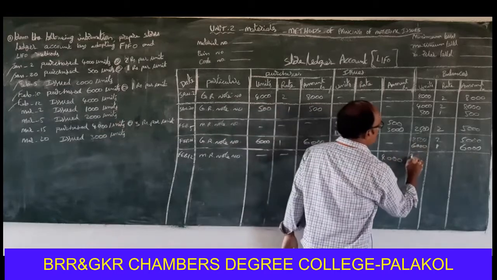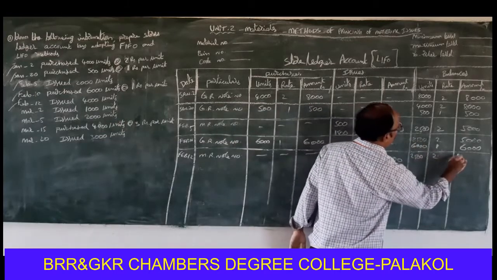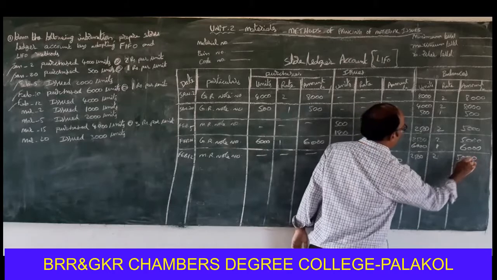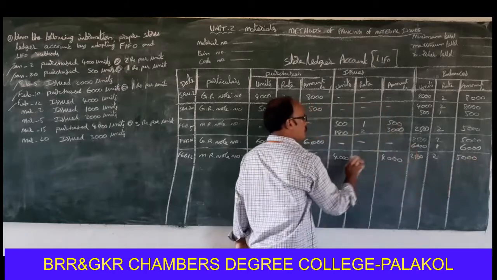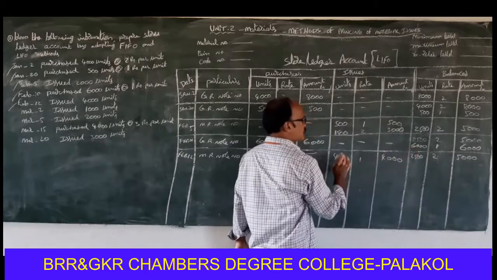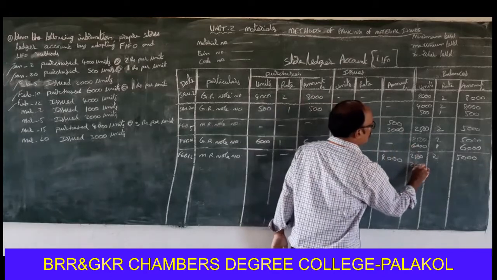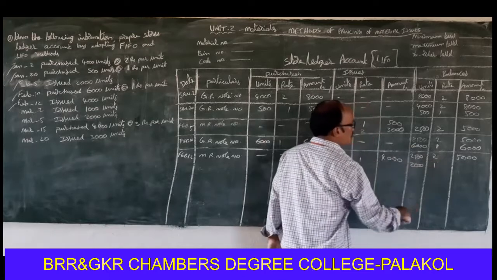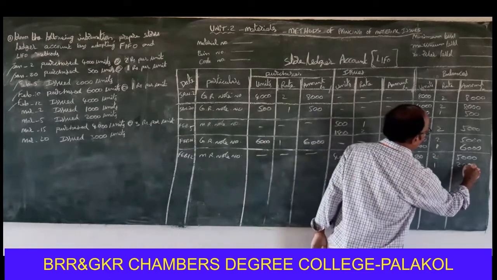So this remains the same, 5,000. From this we issued 4,000 units. That's why 6,000 minus 4,000, so 2,000 units are there at the rate of 1 rupee per unit, 2,000.